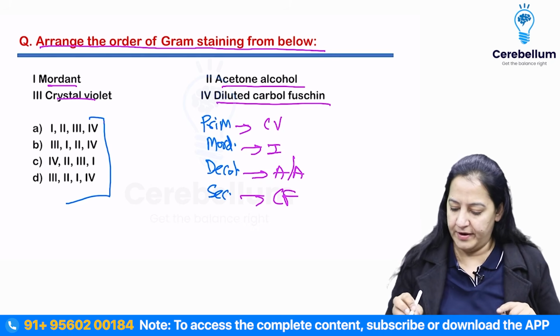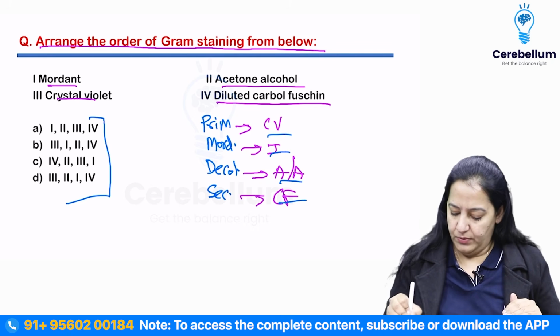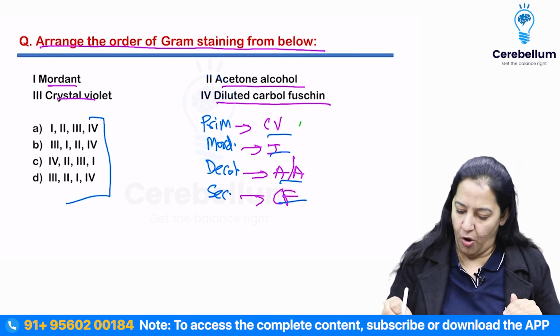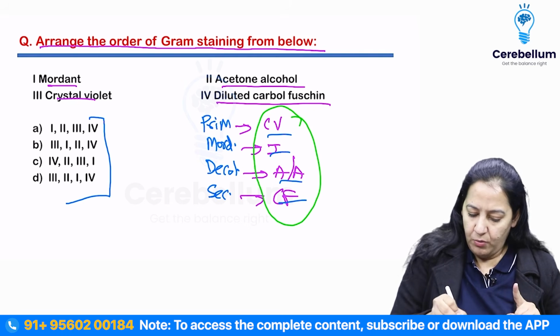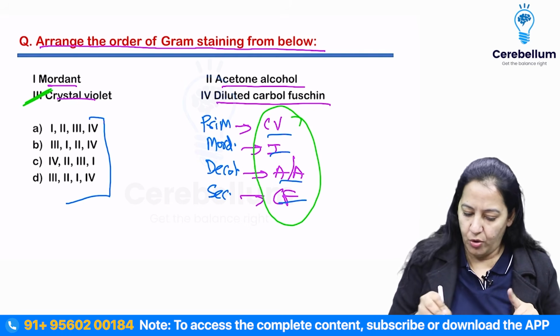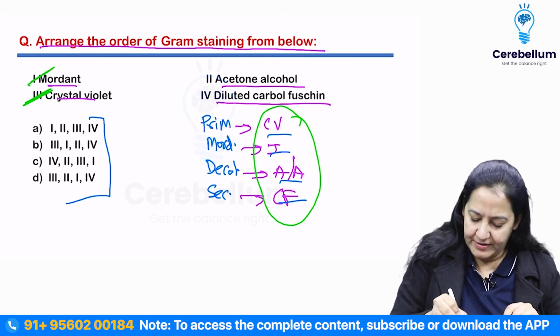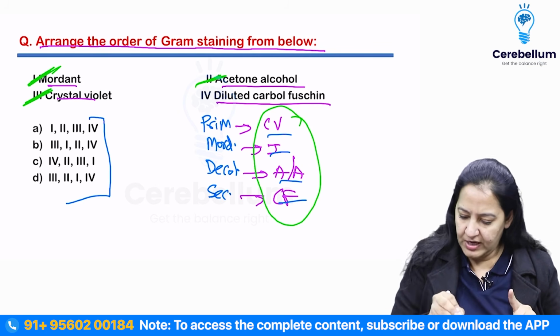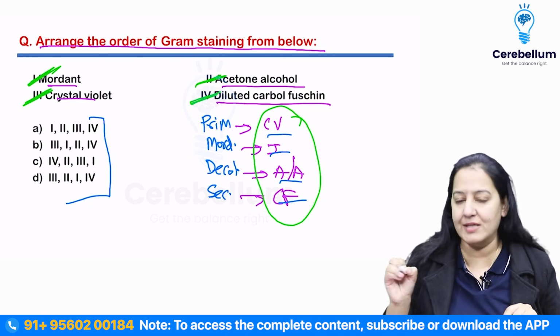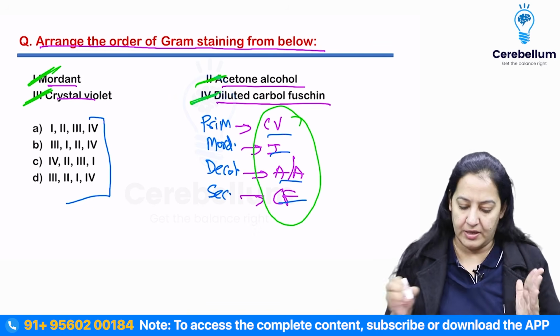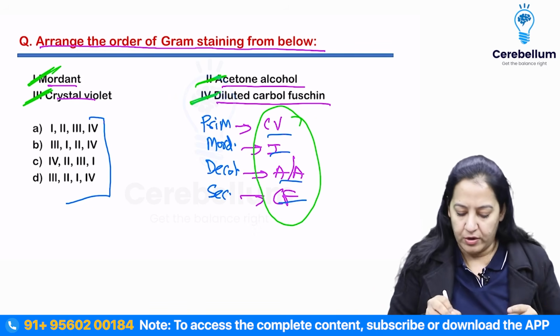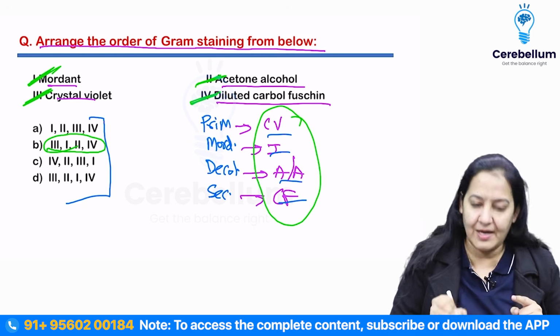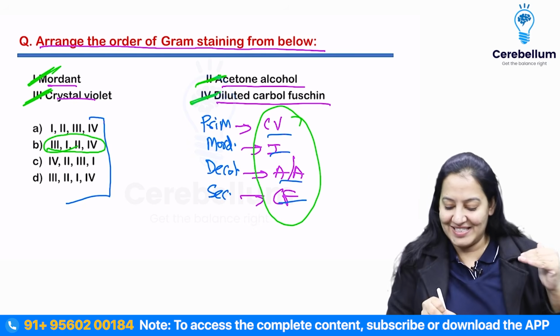Now see the order. We are using them in this peculiar order. Crystal violet, that is 3, followed by mordant, that is 1, then alcohol or acetone, that is 2, and last, diluted carbol fuchsin, that is 4. So 3, 1, 2, 4 is the correct sequence here.